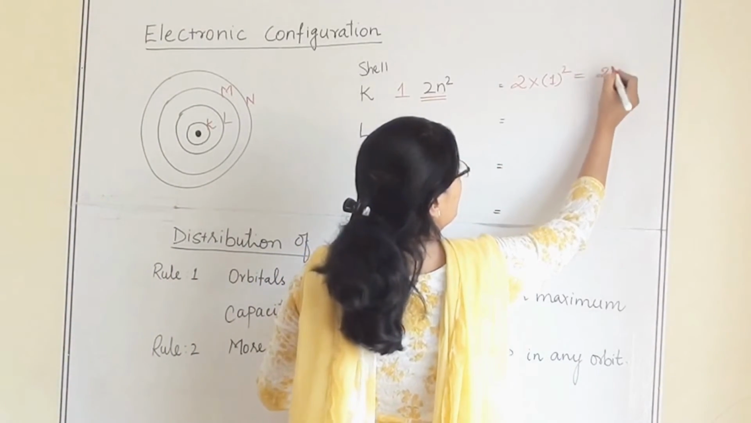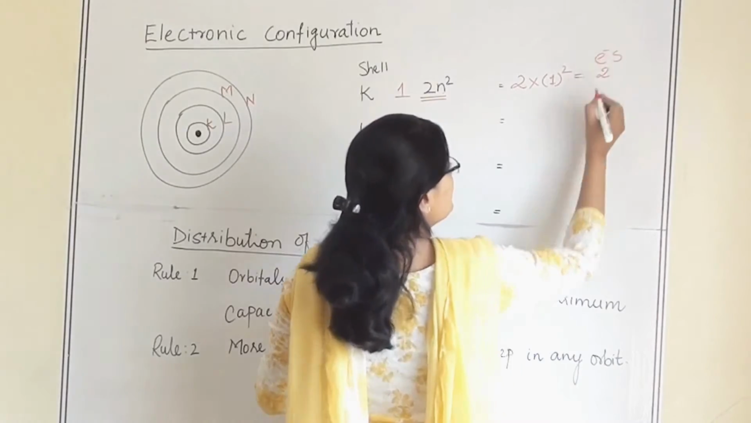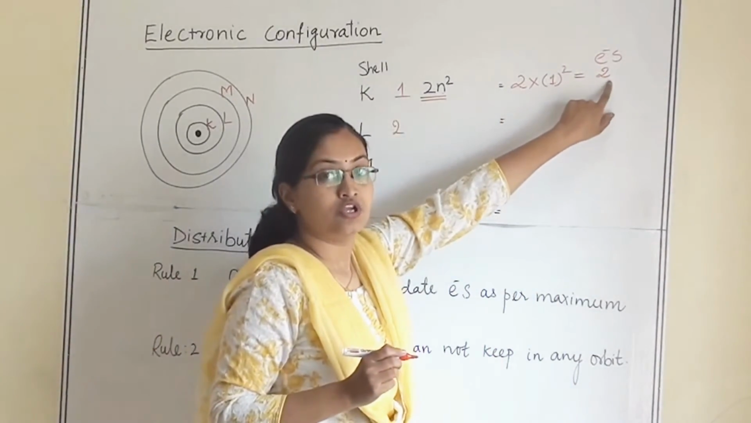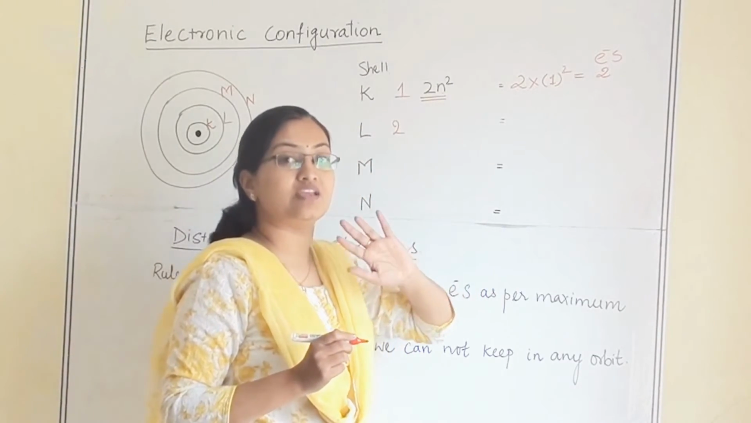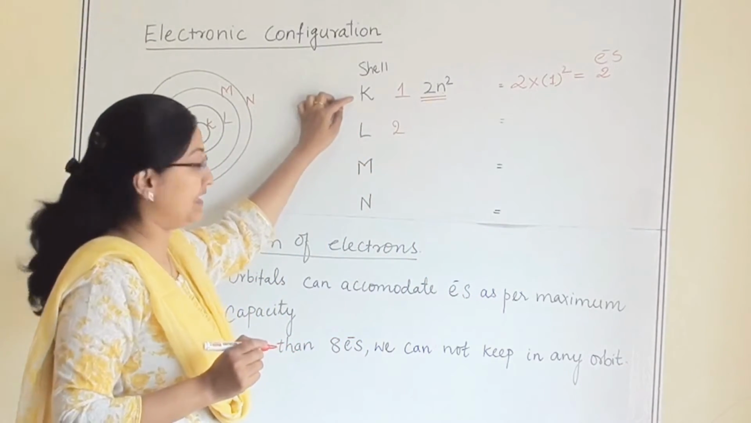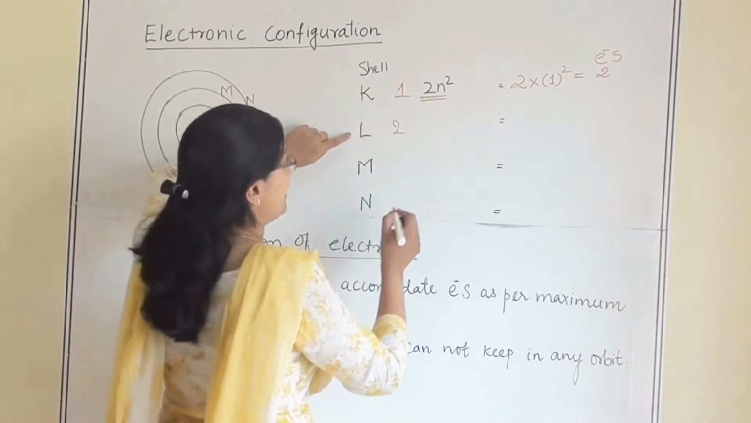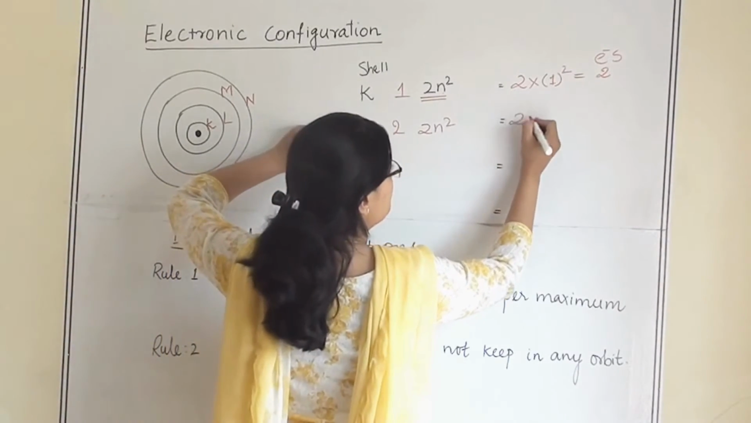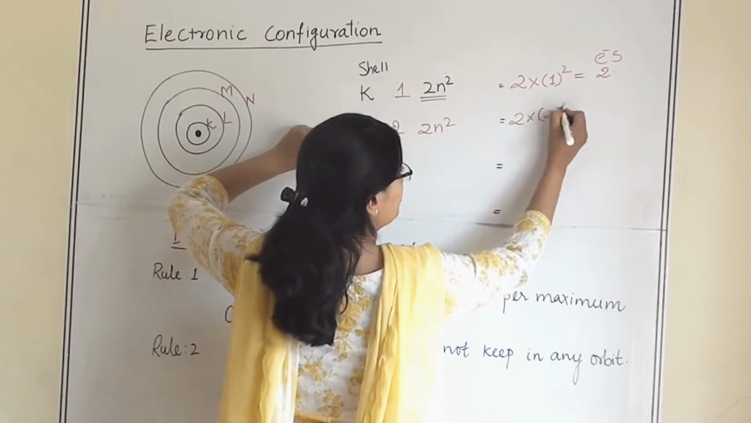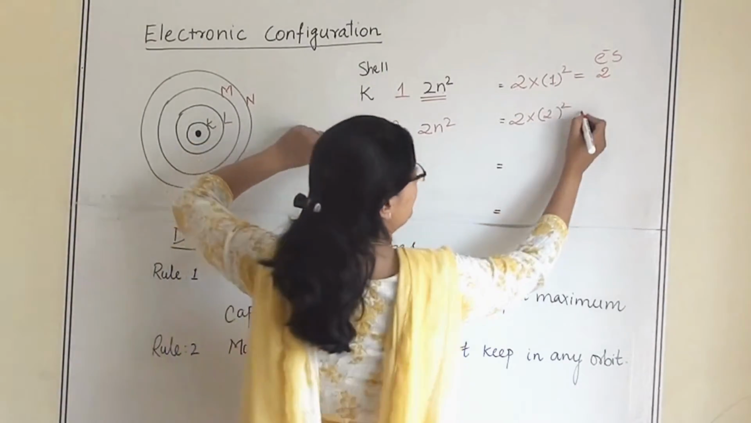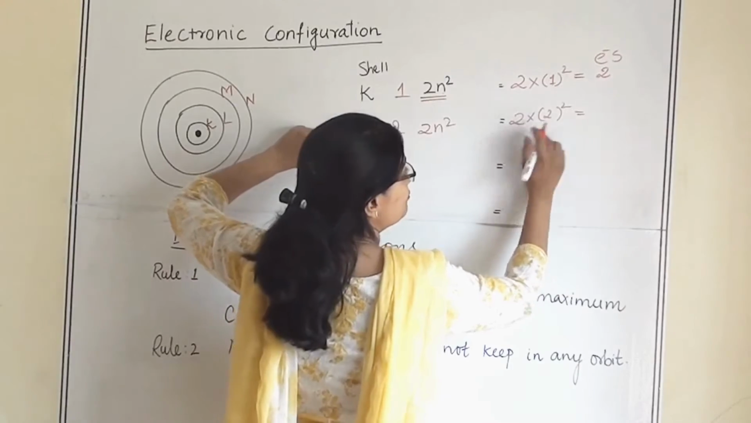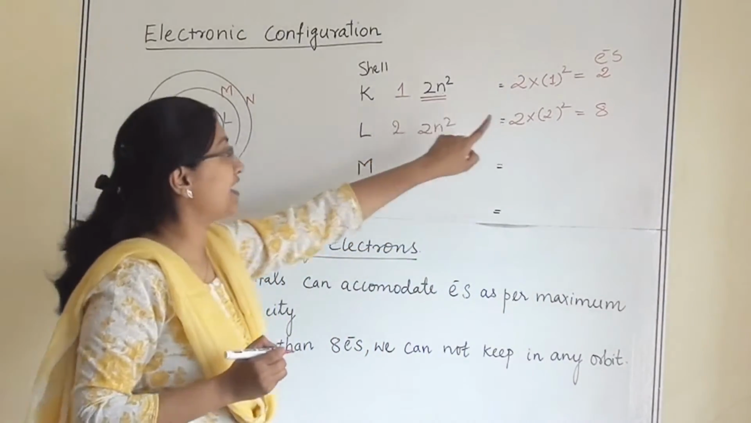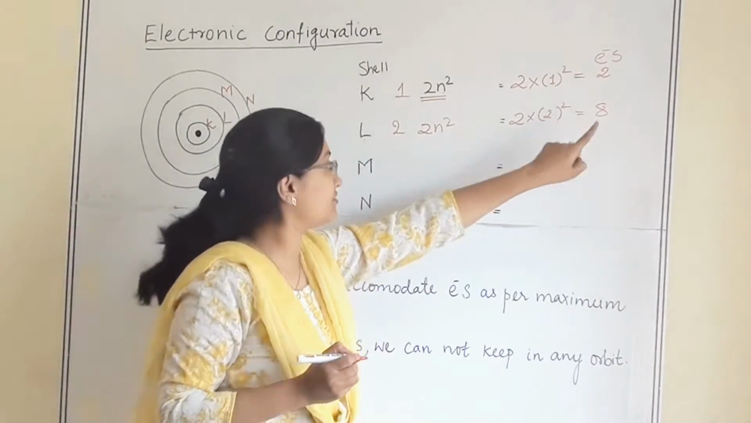So the electron accommodation in K is 2 electrons. Maximum 2 electrons we can keep in orbit K. Now L. According to 2n squared, it will be 2 into 2 squared, so it will be 4 into 2, 8. So in the L orbit, we can accommodate a maximum of 8 electrons.